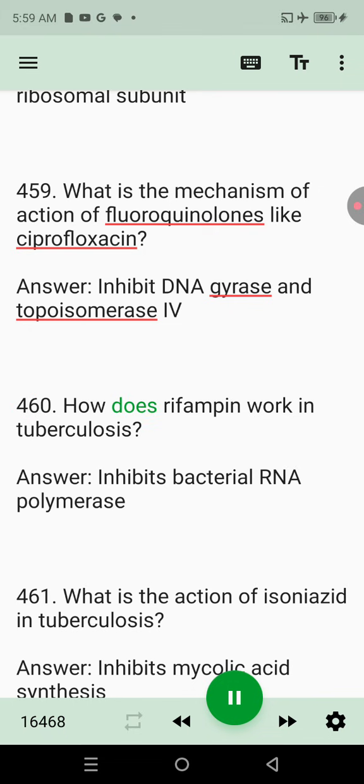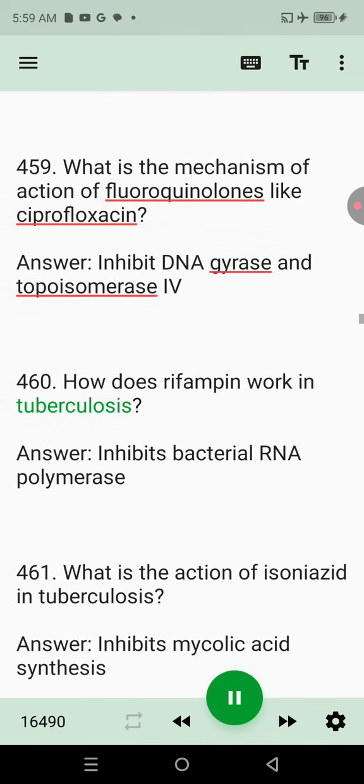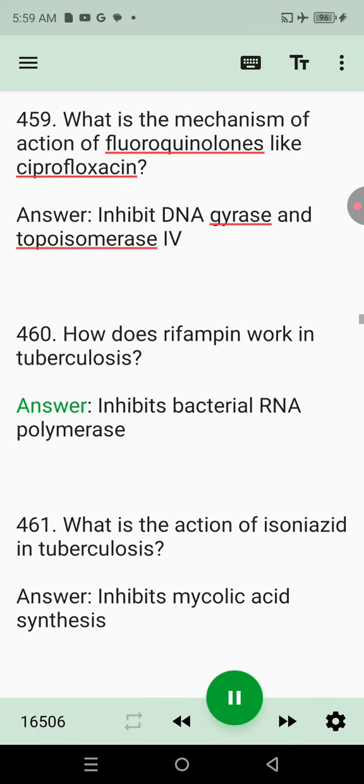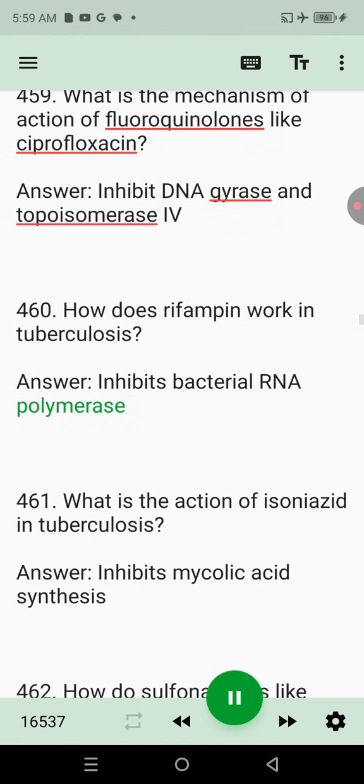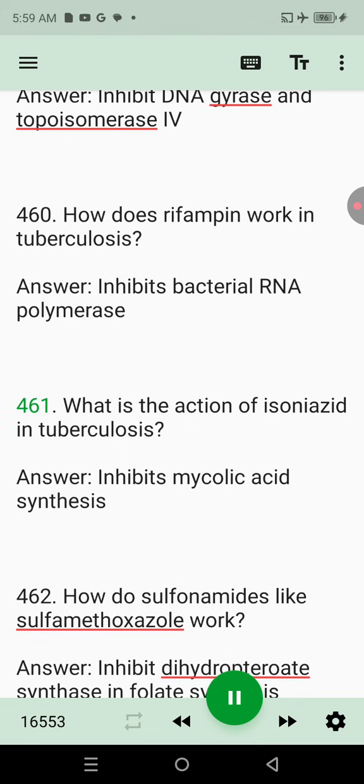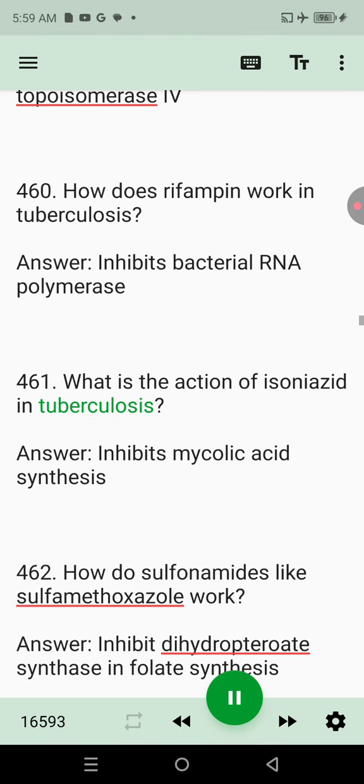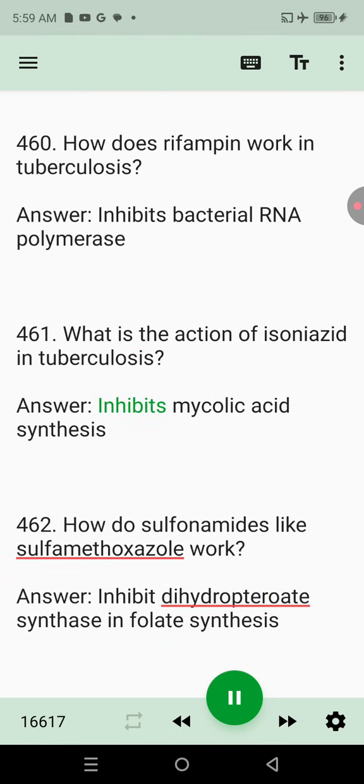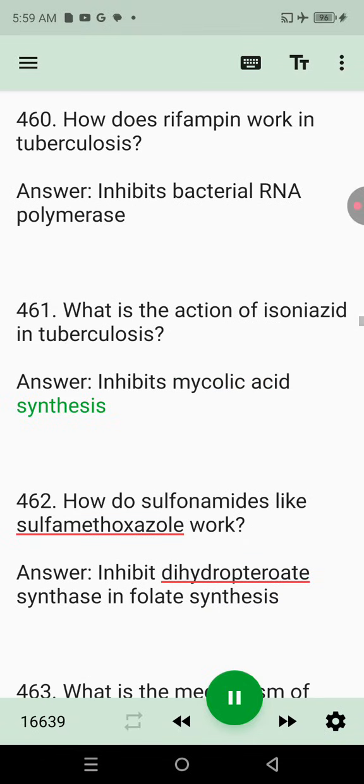460. How does rifampin work in tuberculosis? Answer: Inhibits bacterial RNA polymerase. 461. What is the action of isoniazid in tuberculosis? Answer: Inhibits mycolic acid synthesis.